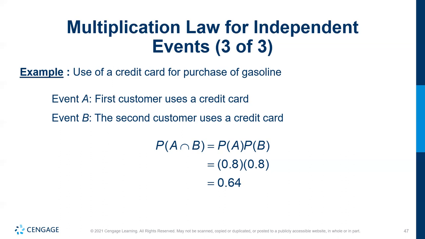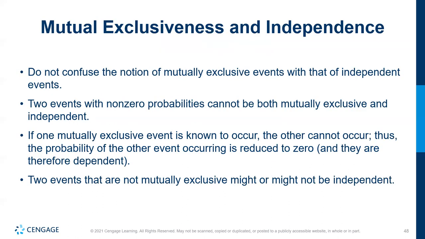All right. So to figure this out, if it's independent, the probability of the intersection of A and B is probability of A times probability of B, or 0.64. All right, that's what I just said. Mutual exclusiveness and independence are two different things. It's easy to get them confused, so just a warning again.